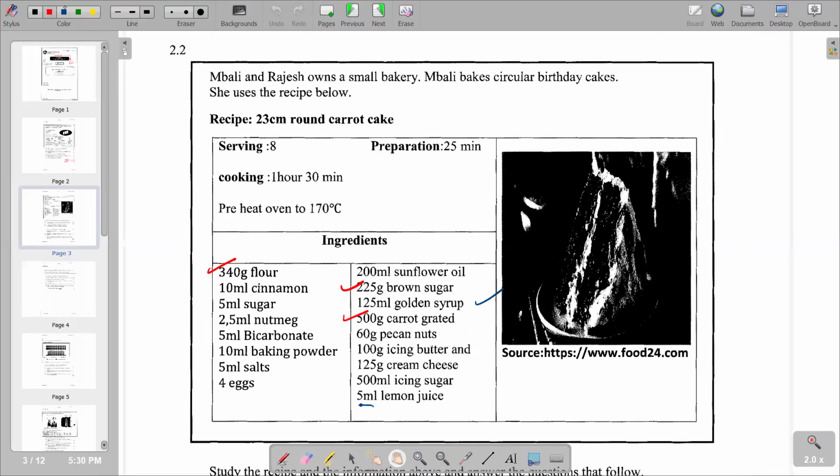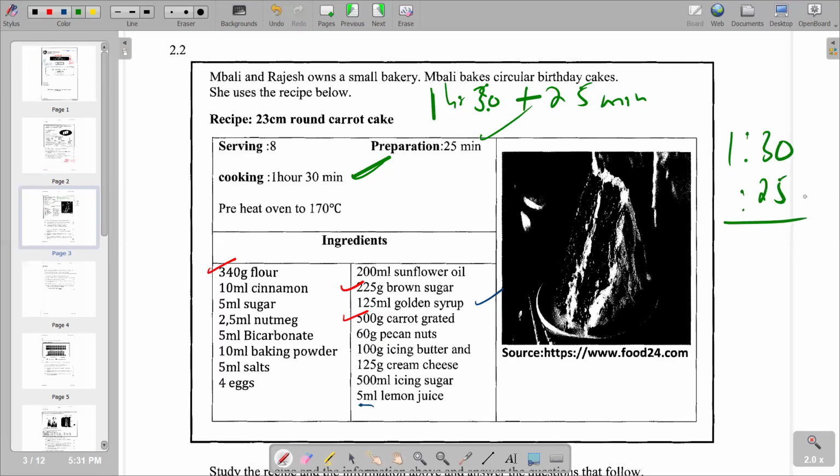But we are told that cooking is 1 hour 30 minutes and preparation is 25 minutes. So basically, the period is 1 hour 30 plus 25 minutes. You can try to add there by saying 1 hour 30 plus 25. You see that we are going to get 55. So it's going to be 1 hour 55 minutes.